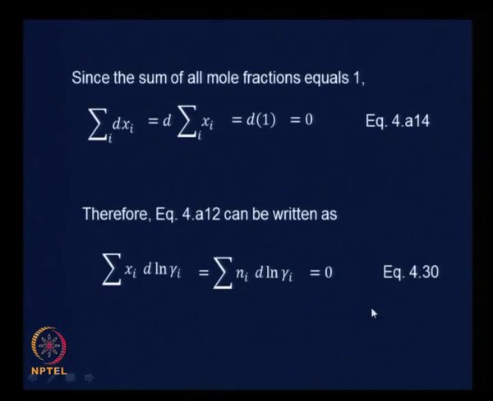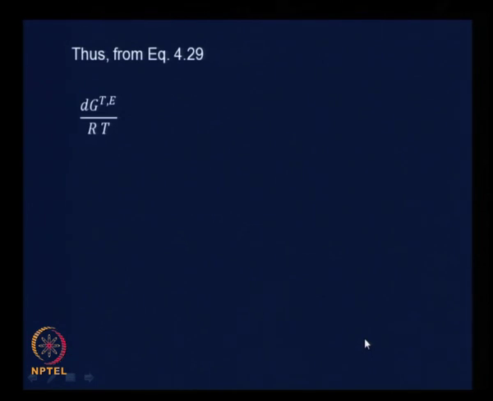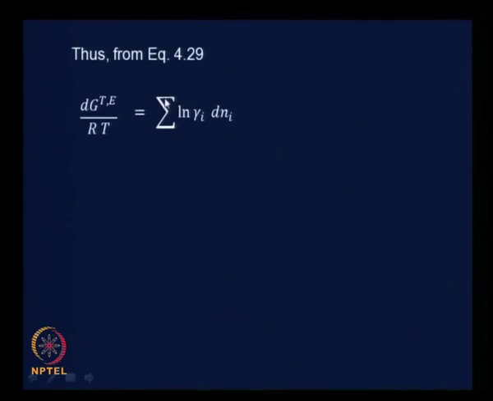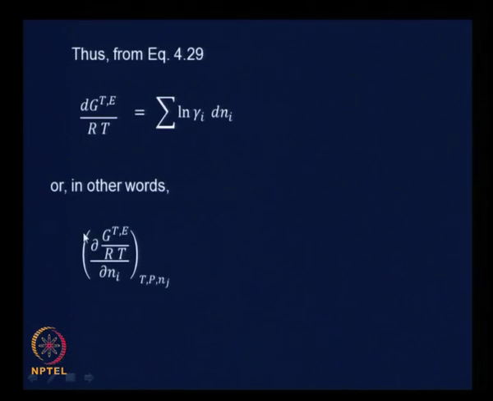This was our equation 430, and from here, when we went back to the expression for dGe, we had those two terms, we had gotten rid of one term, and therefore only one term remains here, dGte by RT equals sum over ln gamma I dni. This is what we are left with in a nice way, but what this also tells us is, if you take the partial derivative with respect to a certain ni with temperature, pressure and all other n's remaining constant, then that would actually give us ln gamma I.